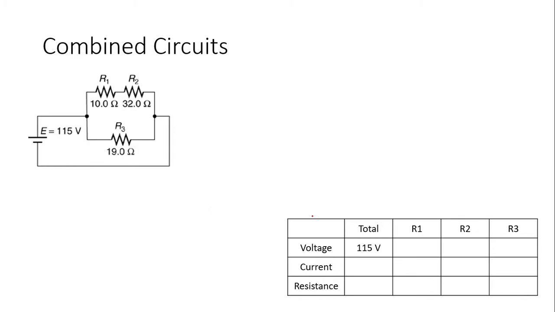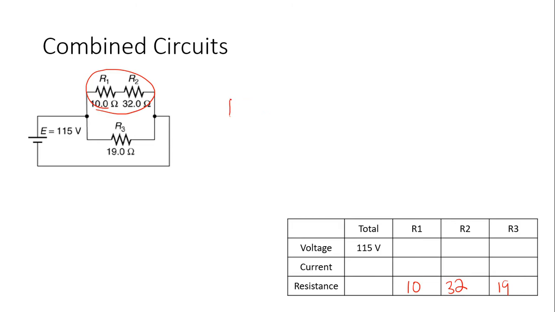Combined circuits. So combined circuits are all about redrawing. I've got a 10 ohm here, I've got a 32 ohm here, and I've got a 19 ohm here. Okay, so when I look at this circuit, I start and go through, and I just have one parallel branch. This one's pretty easy, right? So I have one parallel branch, but I have two resistors in the top part. So they're in series with each other, so I can add them.